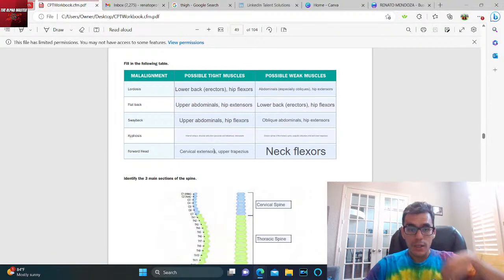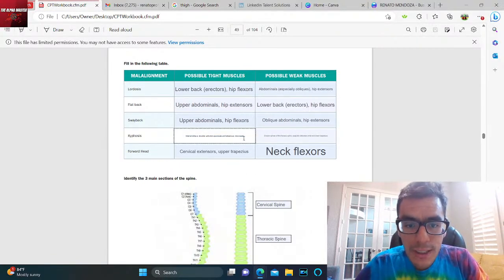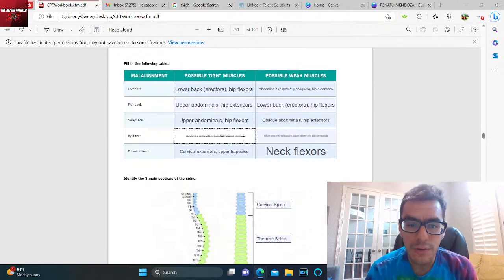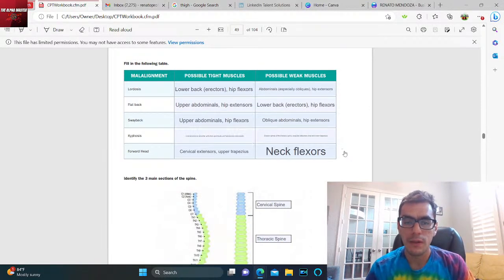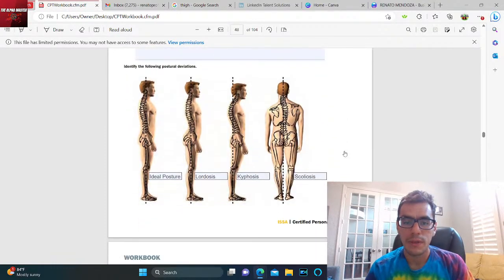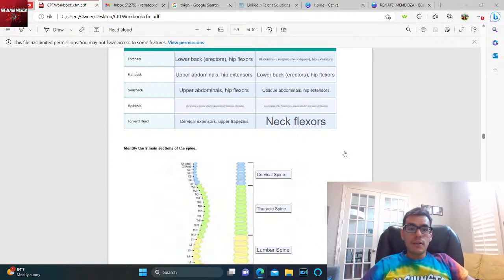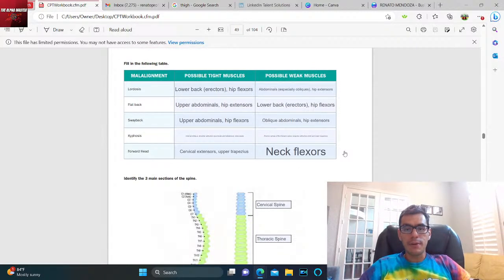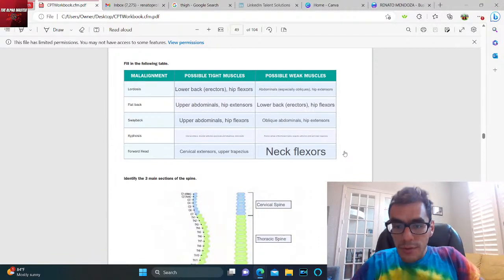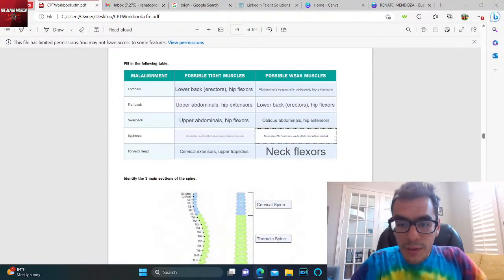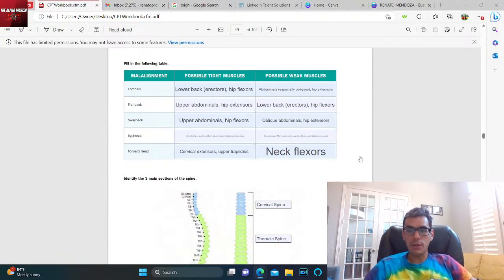Then for kyphosis, which is a deviation of the thoracic spine, the possible tight muscles are the internal oblique, the shoulder adductors, which are the pectoralis and latissimus, and the intercostals. The possible weak muscles are the erector spinae of the thoracic spine and the scapular adductors, which are the mid and lower trapezius.